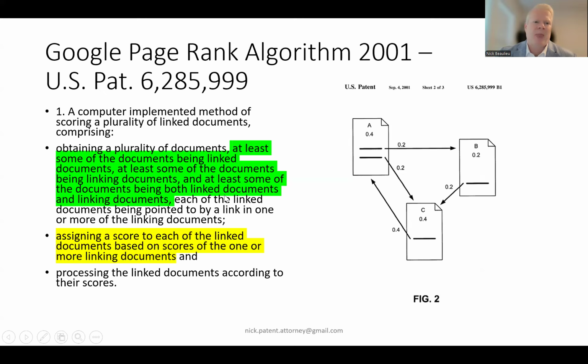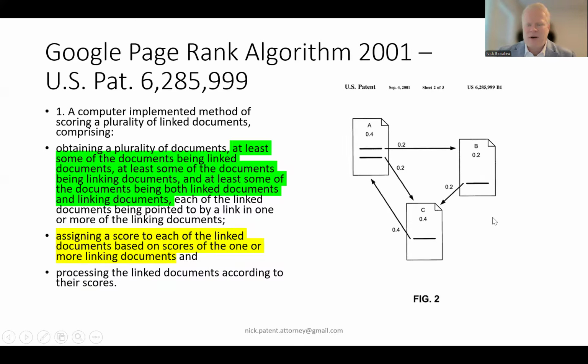So I'll read that. It says, a computer implemented method of scoring a plurality of linked documents comprising obtaining a plurality of documents, at least some of the documents being linked documents, at least some of the documents being linking documents, and at least some of the documents being both linked documents and linking documents. Each of the linked documents being pointed to by a link in one or more of the linking documents. Assigning a score to each of the linked documents based on scores of the one or more linking documents, and processing the linked documents according to their scores.